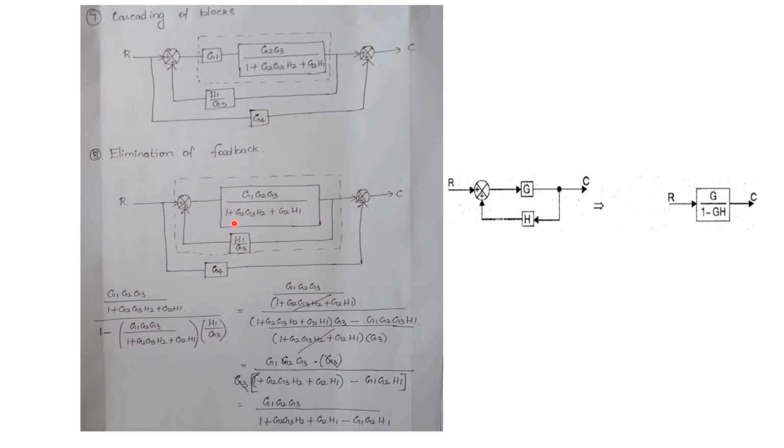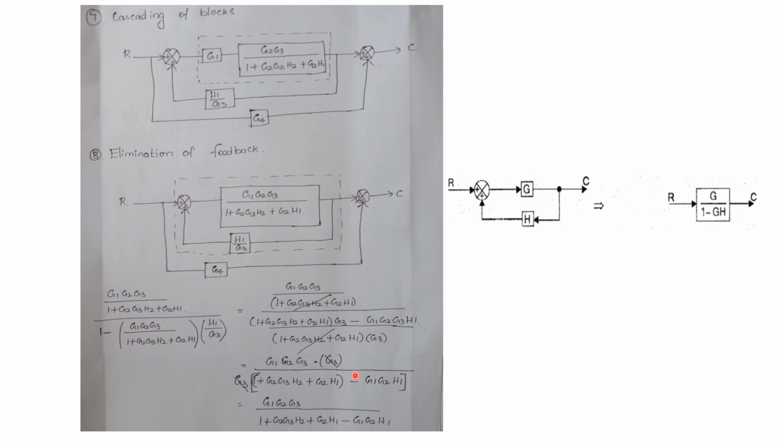So based on this formula, we can write this as the forward path gain here is G1, G2, G3 divided by 1 plus G2, G3, H2 plus G2, H1, the whole value. This value divided by 1 minus the whole value, forward path gain into feedback gain, H1 by G3. So now again this is a big term, so we have to simplify this. By taking LCM, here in the denominator we can take LCM and we can cancel the common terms. Again in the denominator you will be having one more term, that is G3. We can bring it to the numerator.